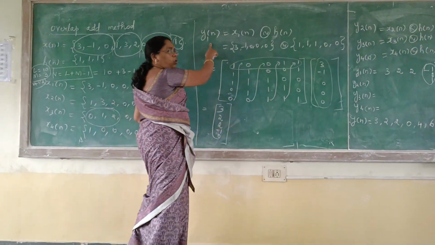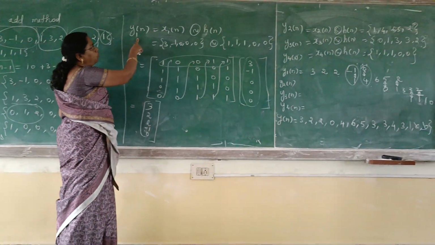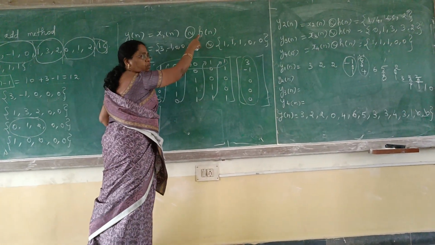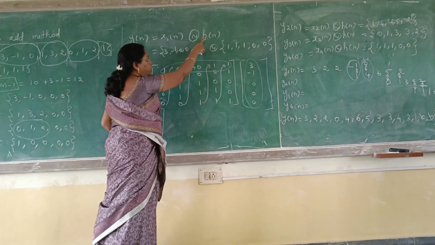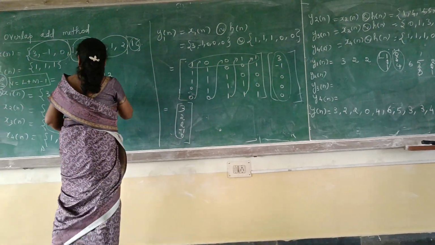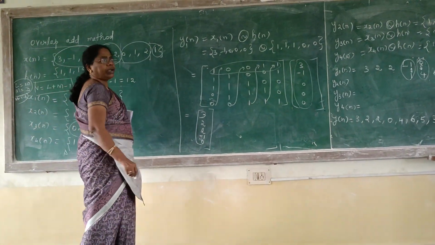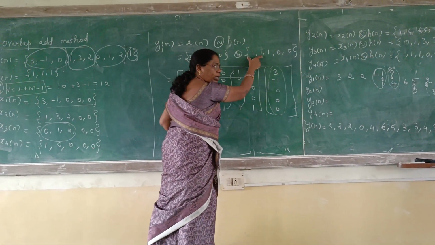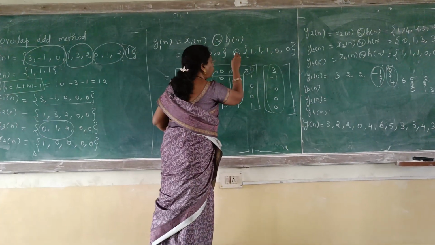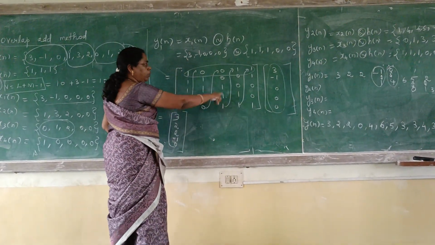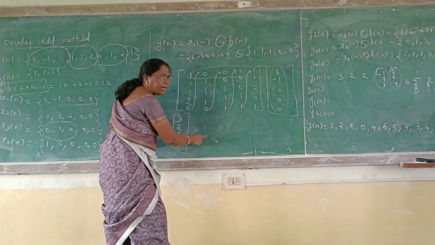Then we all know the formula: y1 of n equals x1 of n convolved with h of n, where h of n is the impulse response. So x1 of n, from this one, should be convolved with h of n, 1, 1, 0, 0. Convolution is nothing but matrix multiplication. Using this matrix multiplication method, again we are getting the answer.